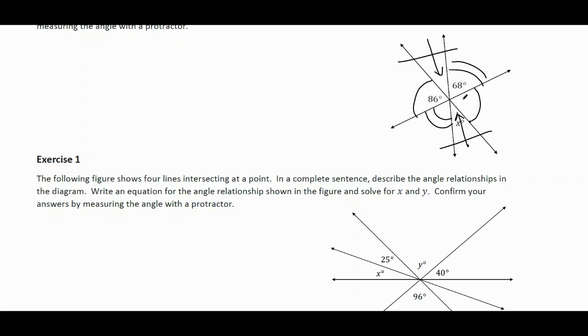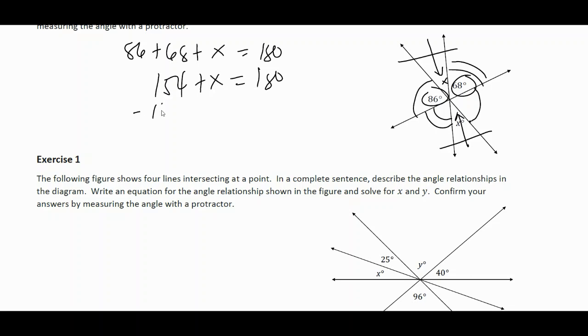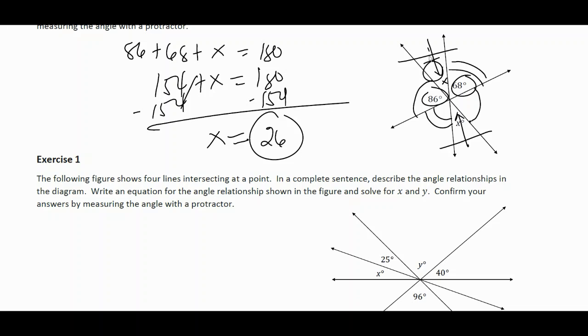So basically, what can we do? Add this to 86. 86 plus 68 is going to be 154. So 86 plus 68 plus the missing one, which is the x, is equal to 180. 86 plus 68 is 154. We do that. Ta-da! So x is going to be equal to 26. So even though this is the one that we solved, we will be able to solve for this one since they are congruent to each other.